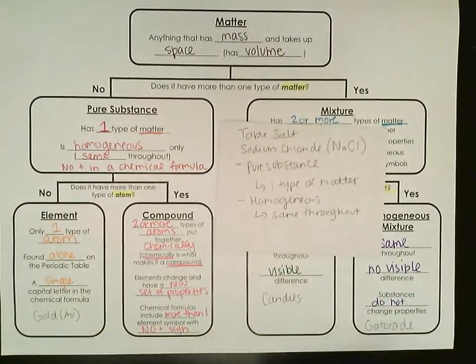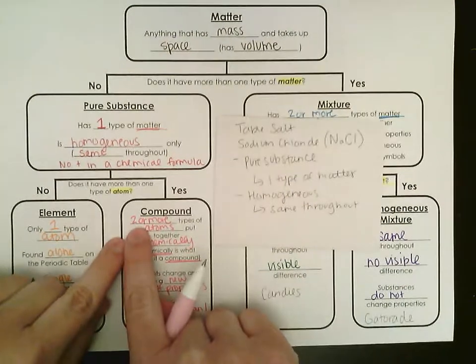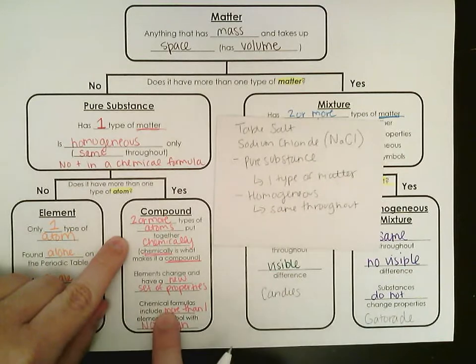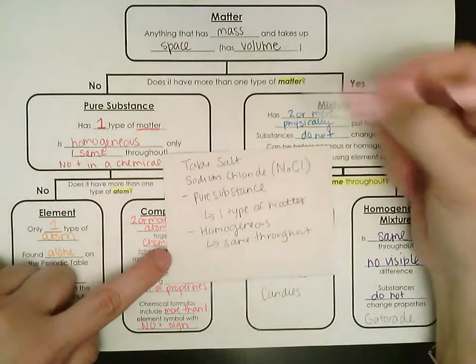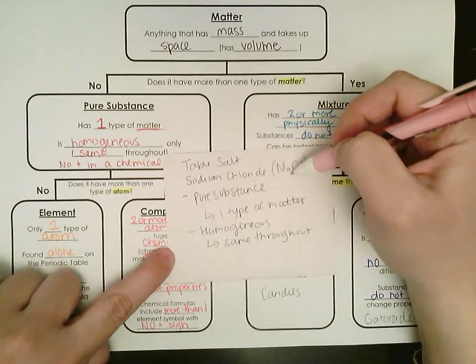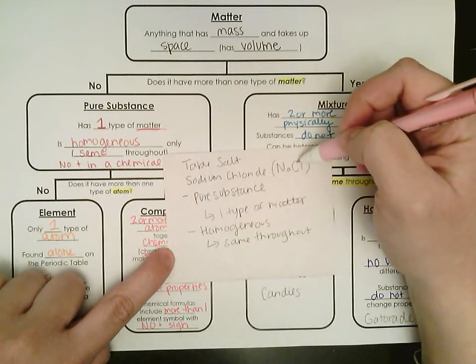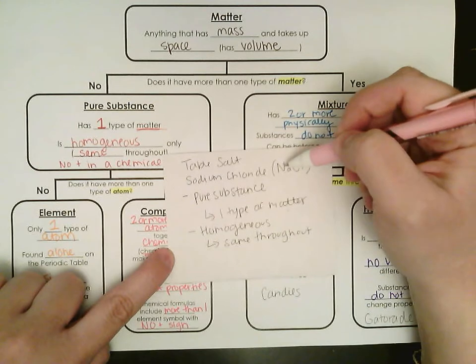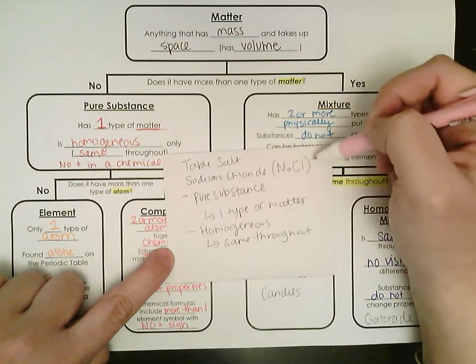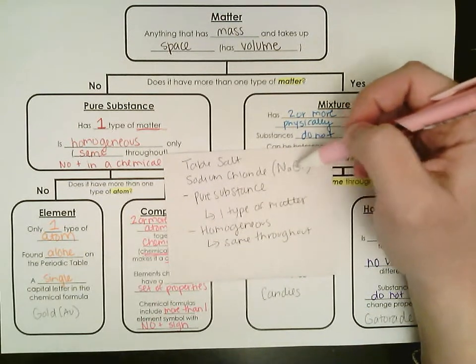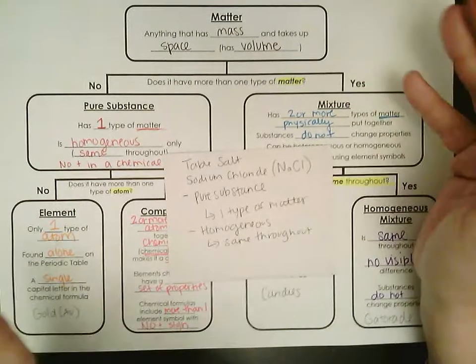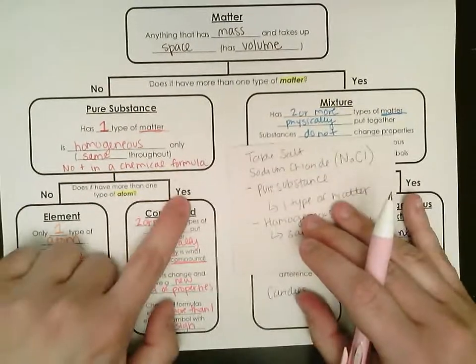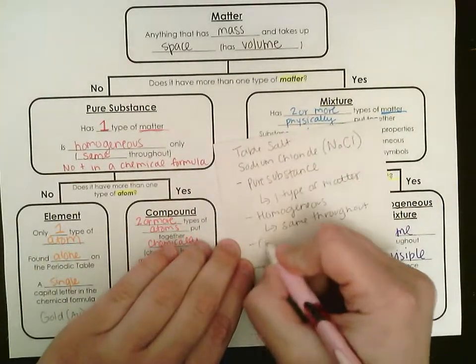Now let's check out our last question. Does it have more than one type of atom? So one of our clues here is, where did it go? Oh, more than one element symbol with no plus sign. So I have capital N, lowercase a, capital C, lowercase l. No plus sign between those. So I have two atoms here. I have a sodium and a chlorine. So I have more than one type of atom. Yes, so this is a compound.